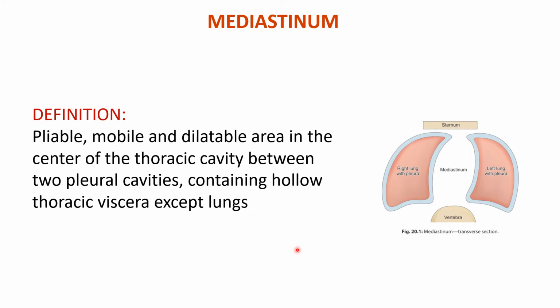Now let us define the mediastinum. What is mediastinum? It is the pliable, mobile and dilatable area in the center of thoracic cavity between two pleural cavities, containing the hollow thoracic viscera except lungs.